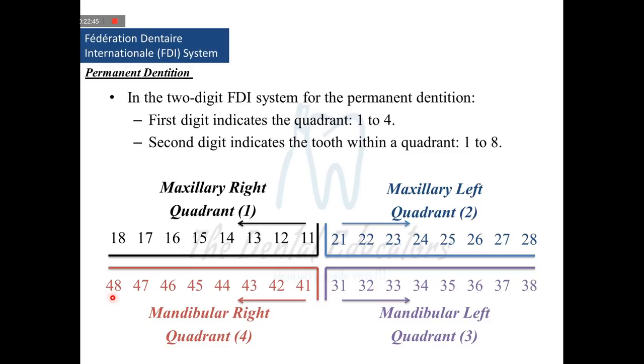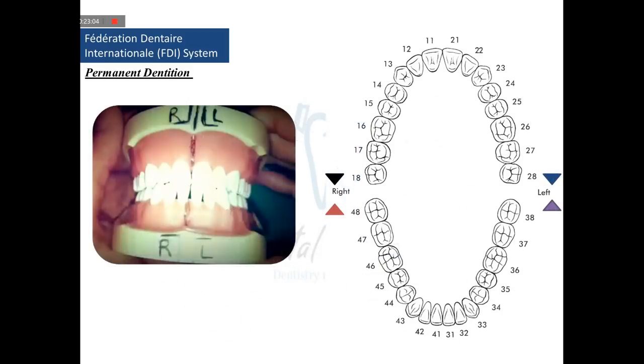Remember one thing: the first digit in the FDI notation system always represents the quadrant number, whereas the second digit is the tooth number for that respective quadrant, which we start to count from the midline. Now let's go quickly through the diagrammatic representation to make all the illustrations clearer and easier to understand.